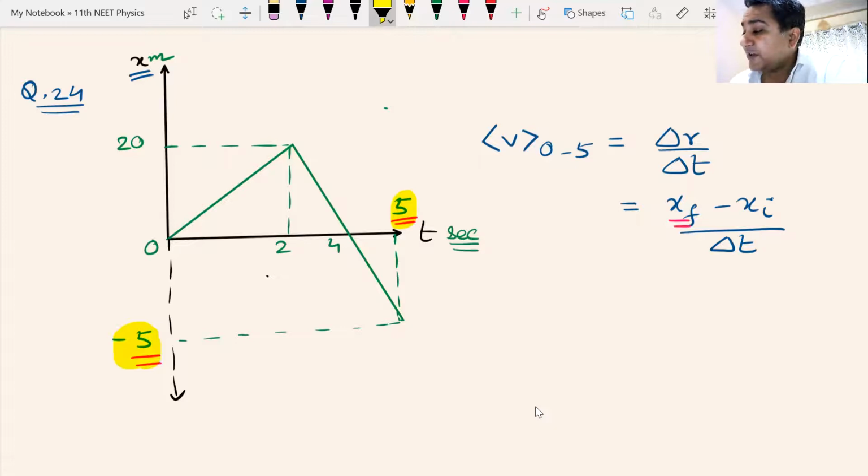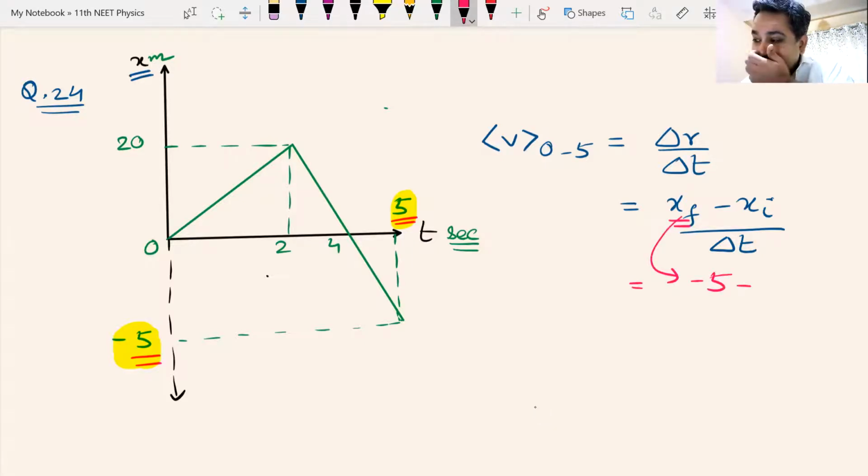Oh, it's not -5, actually it is -10. I have wrongly written it. Let us do it with -5 since I have written this. So the final position is -5. So I will write -5 here. Final position is -5.